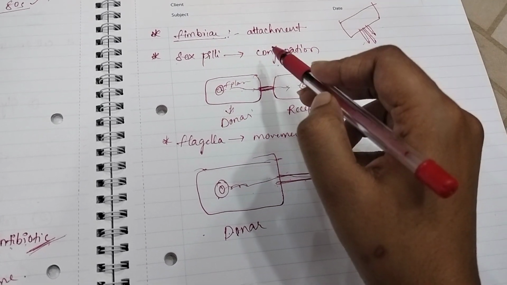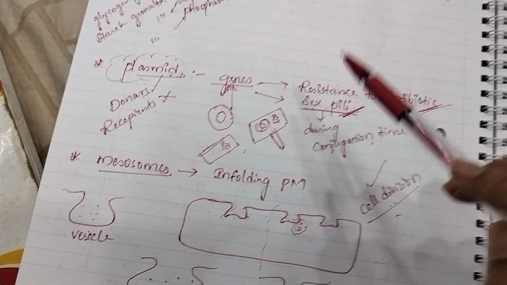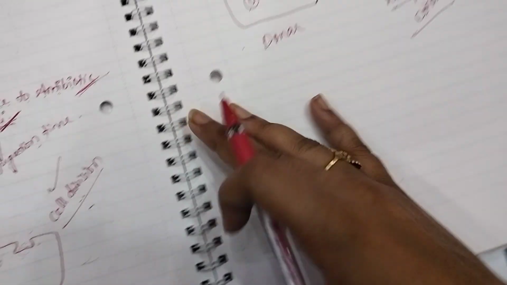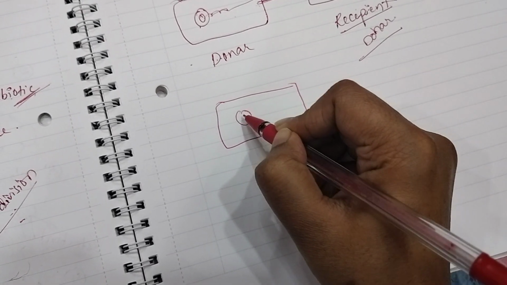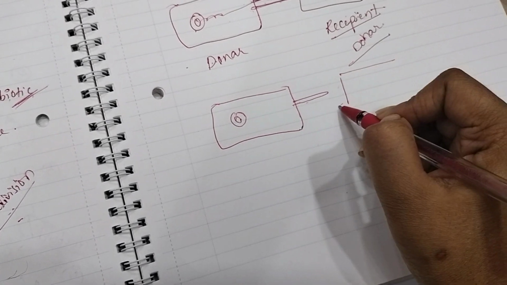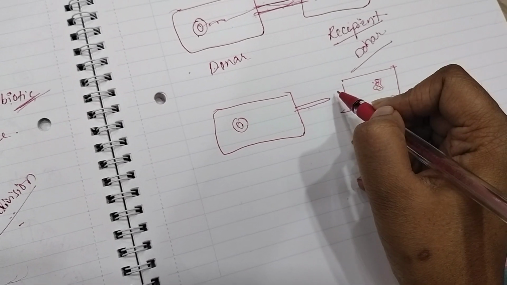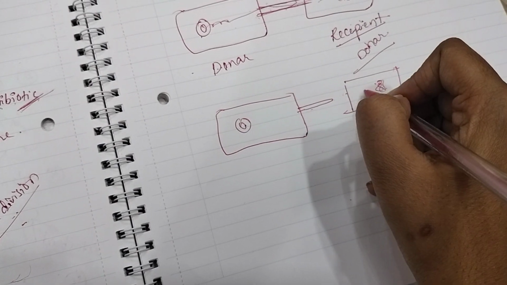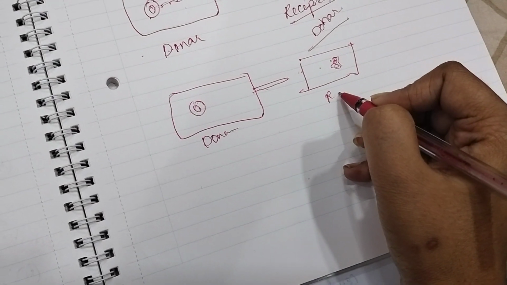Then comes sex pili. This sex pili is used for conjugation. I have already said that if the plasmid is present, then it helps in formation of sex pili, right? So what is this sex pili and how does it help? See, I will draw here. If the bacteria is having plasmid, then it will help in formation of sex pili. And another bacteria which is not having any plasmid has only the nucleus and doesn't have any sex pili because it doesn't have plasmid. So now this is called a donor cell and this is called a recipient cell.